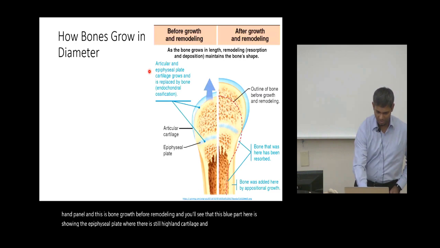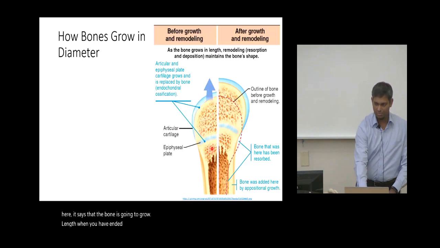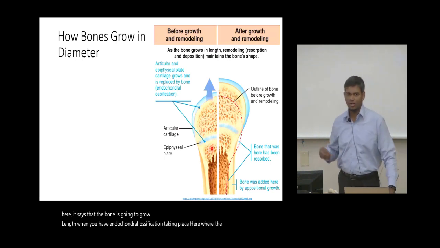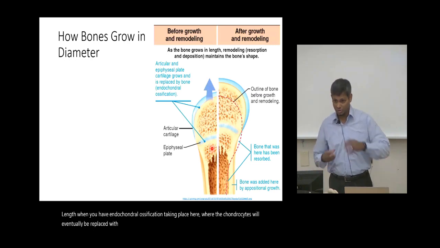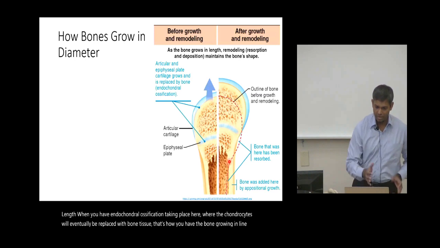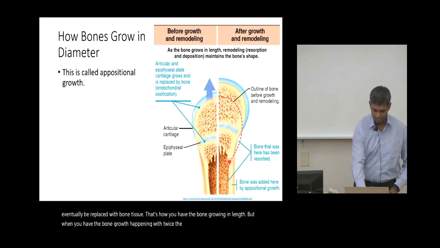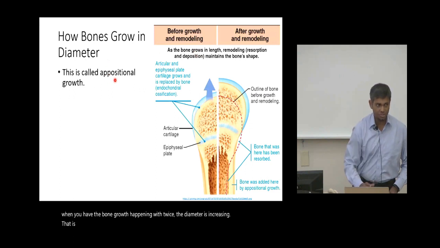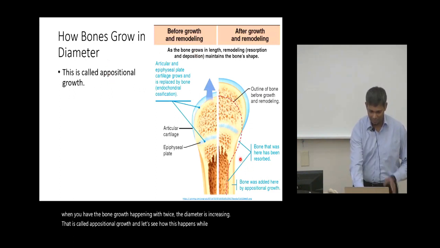And if you notice the note here, it says that the bone is going to grow in length when you have endochondral ossification taking place here, where the chondrocytes will eventually be replaced with bone tissue. That's how you have the bone growing in length. But when you have the bone growth happening widthwise, the diameter is increasing, that is called appositional growth. And let's see how this happens by looking at the right hand panel.